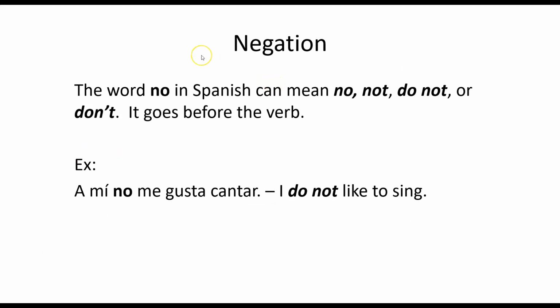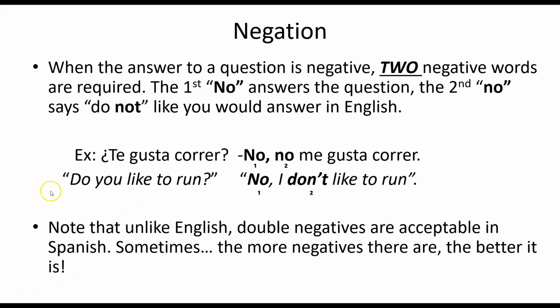So negation, when you're saying negative phrases like I don't like to do something. The word no in Spanish can mean no, not, do not, or don't. And it goes before the action verb. All right. A mí no me gusta cantar. Or you could literally just have the sentence, no me gusta cantar. I do not like to sing. And you put that in front here. And again, pause the video, write it down, and then we can go through it together.